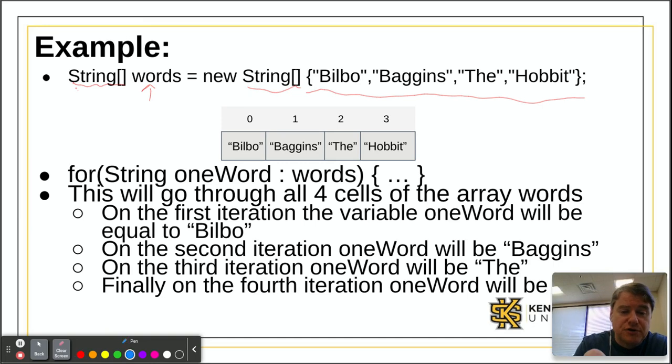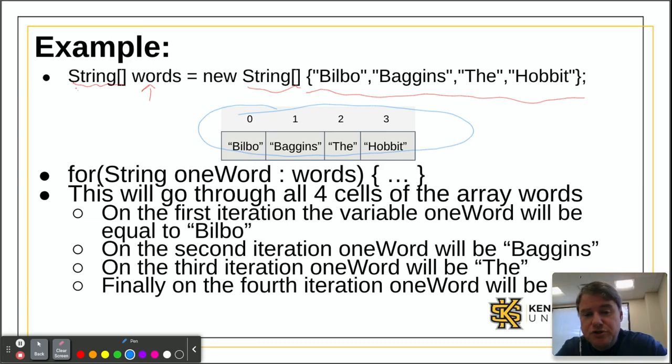And if we look at the picture of the array that we've got here, you can see that it's an array with 4 cells, 0, 1, 2, and 3. In cell 0, it put Bilbo. In cell 1, it put Baggins. In cell 2, the word the. And in cell 3, it put the word Hobbit. So this is how you initialize an array. We've seen this before. That's nothing new.